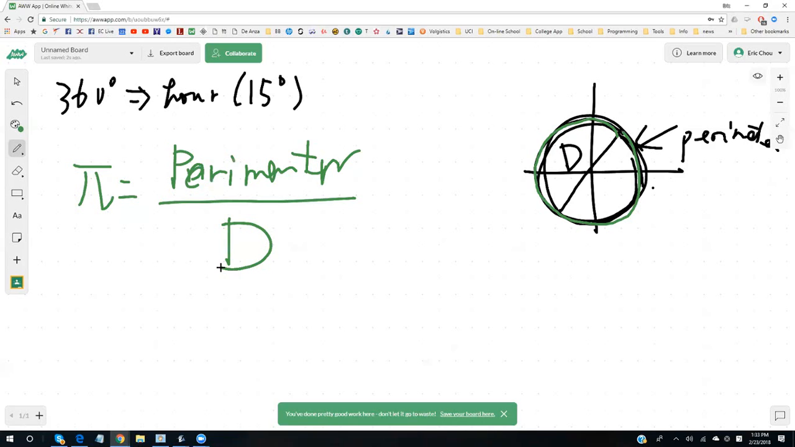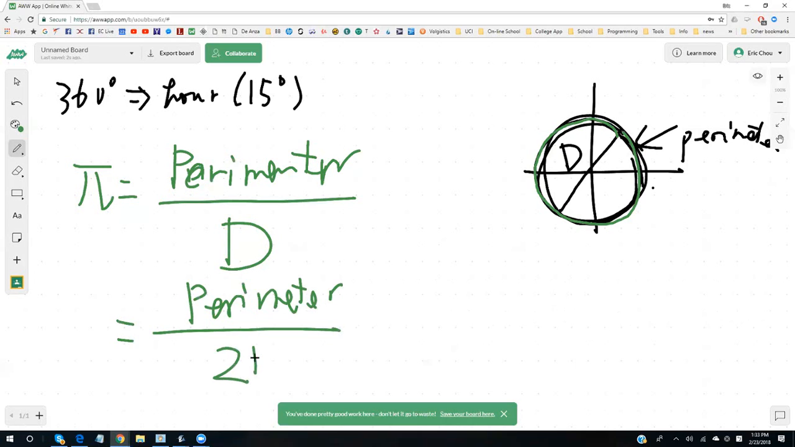But because diameter is 2r, you have the perimeter divided by 2r. R is the radius. R is only half of it. It's this red one, it's called R. So you got perimeter equals 2 pi r. Is that okay?